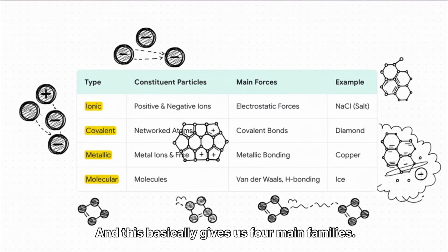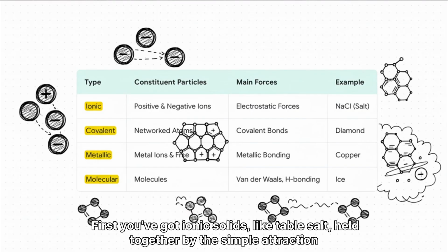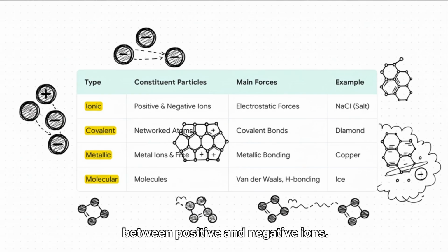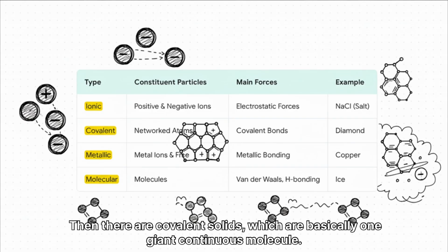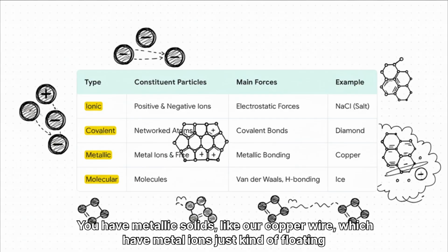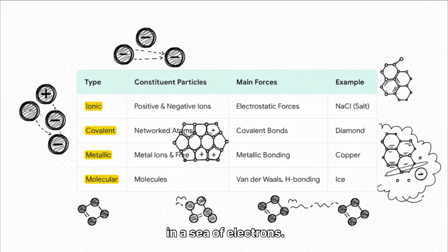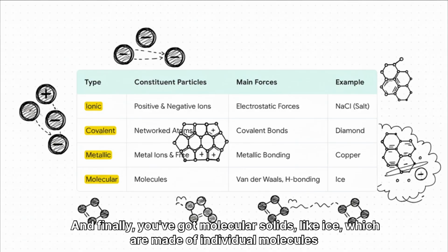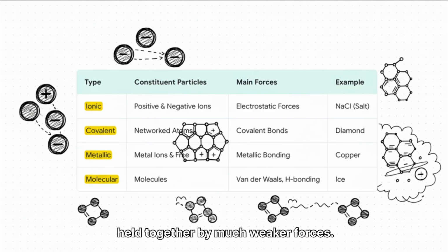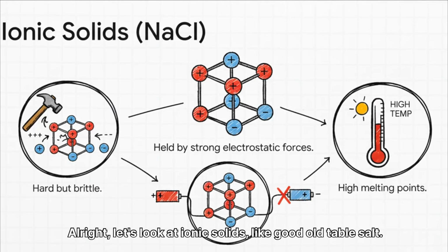And this basically gives us four main families. First, you've got ionic solids, like table salt, held together by the simple attraction between positive and negative ions. Then there are covalent solids, which are basically one giant continuous molecule. That's our diamond. You have metallic solids, like our copper wire, which have metal ions just kind of floating in a sea of electrons. And finally, you've got molecular solids, like ice, which are made of individual molecules held together by much weaker forces.